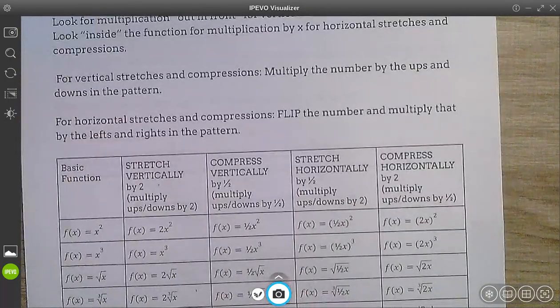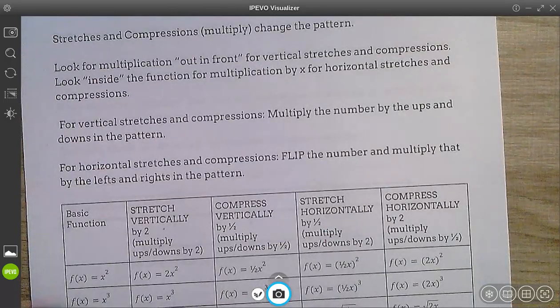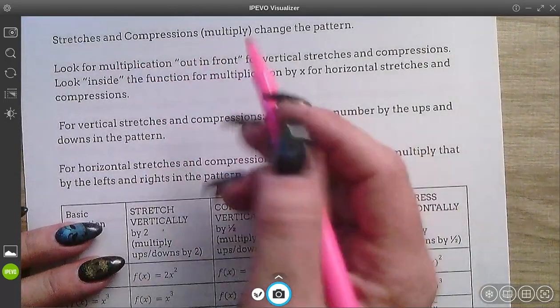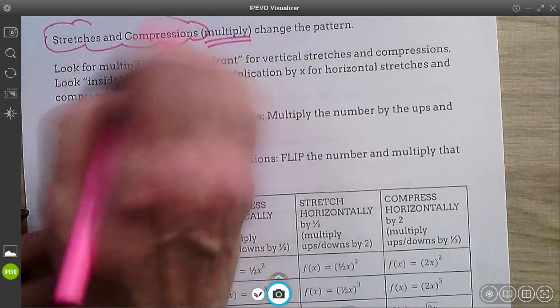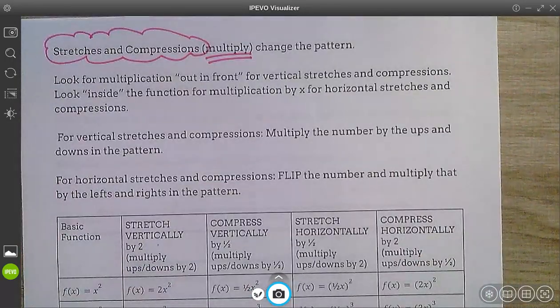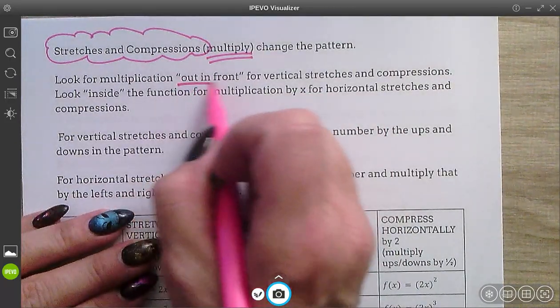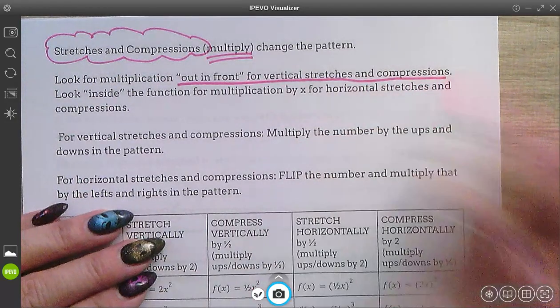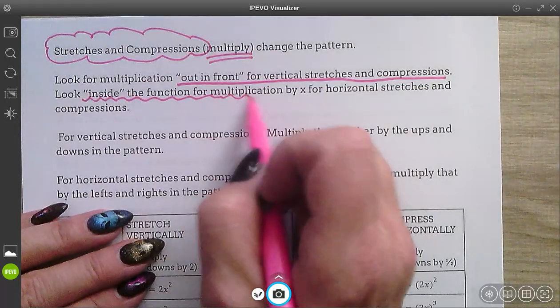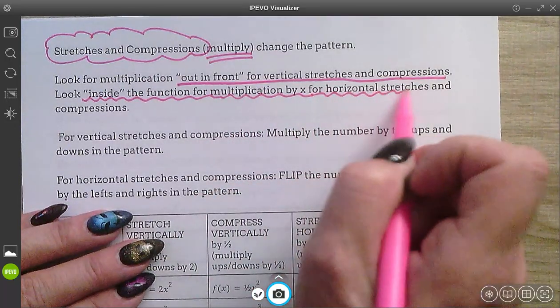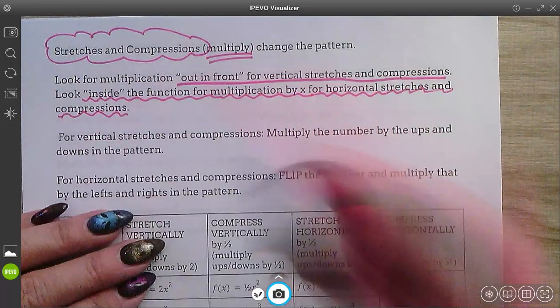All right, stretches and compressions. With a stretch and compression, we are going to be looking for multiplication either inside or outside. And whether it's inside the function or outside is going to tell us if it's a vertical stretch or a horizontal stretch or compression. So we're looking for multiplication out in front makes a vertical stretch and compression. Inside the function, we're looking for multiplication in front of the x for horizontal stretches and compressions.